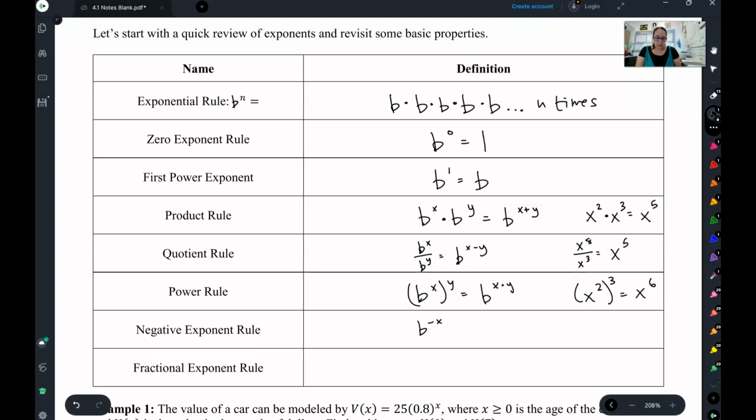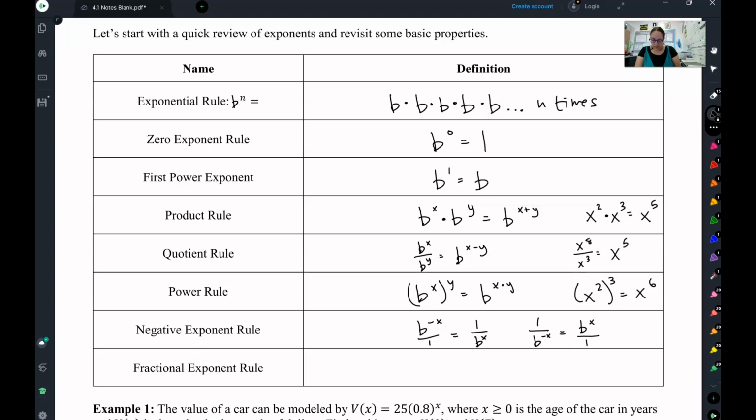Negative exponent rule. If you have a negative exponent, think that I can secretly put this over a 1, make it a fraction. You can flip that fraction and the exponent will change signs. And that works if it starts in the denominator. So if you have b to the negative x in the denominator, you can flip it and the exponent changes signs.